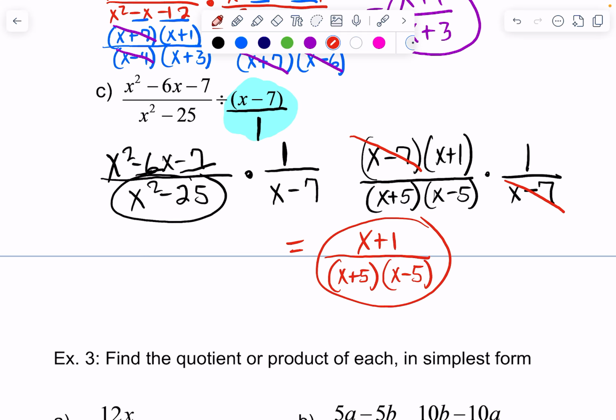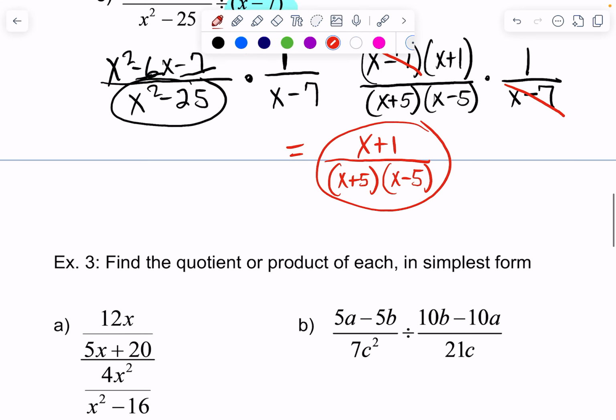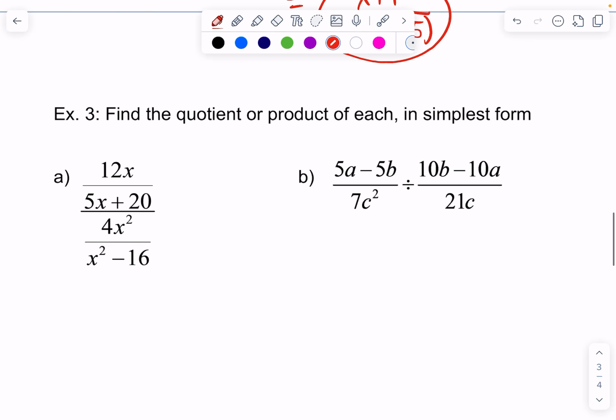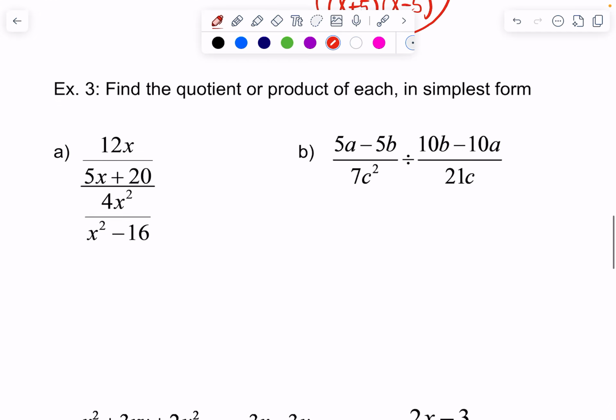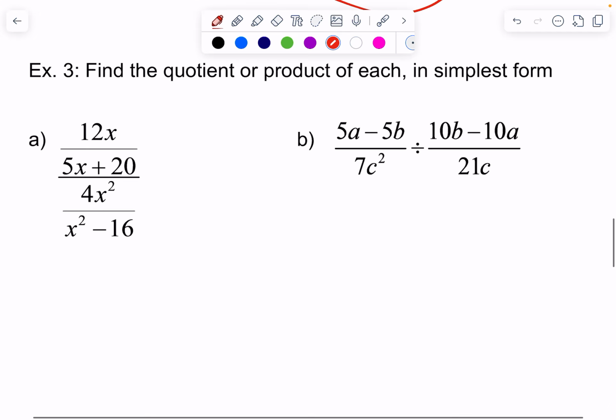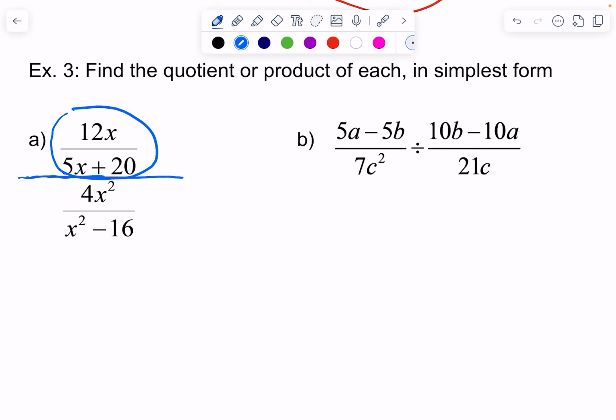All right, let's wrap it up here. Let's just do a few more just to practice. Find the quotient or product of each in simplest form. All right, I did this on purpose because I don't want you to freak out when you see this. Please remember that this is just a giant division bar, okay? This is my numerator being divided by my denominator.